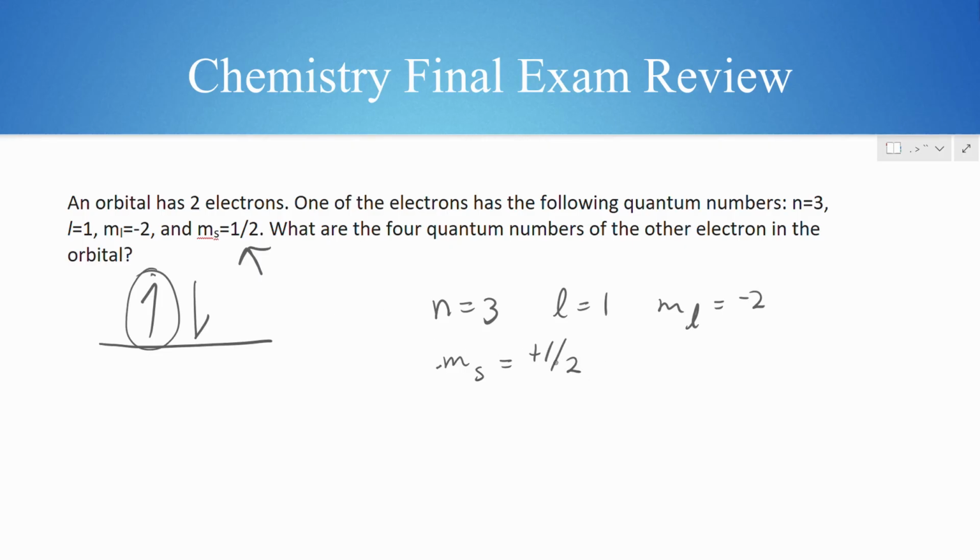Now the downward one is exactly the same until the m sub S value. Because the other one is going to point down, we're just going to write the negative 1/2. So the 4 quantum numbers for the other electron are n equals 3, L equals 1, m sub L equals negative 2, and m sub S equals negative 1/2.